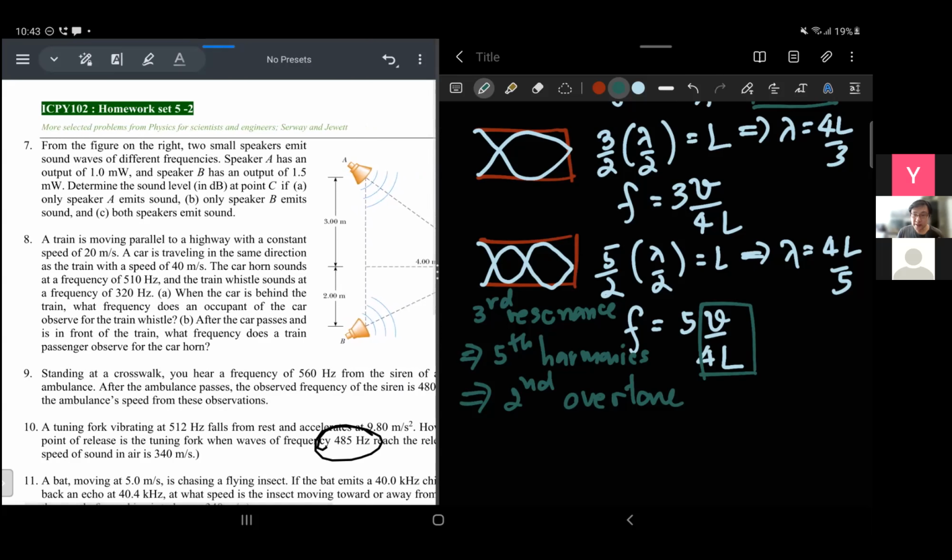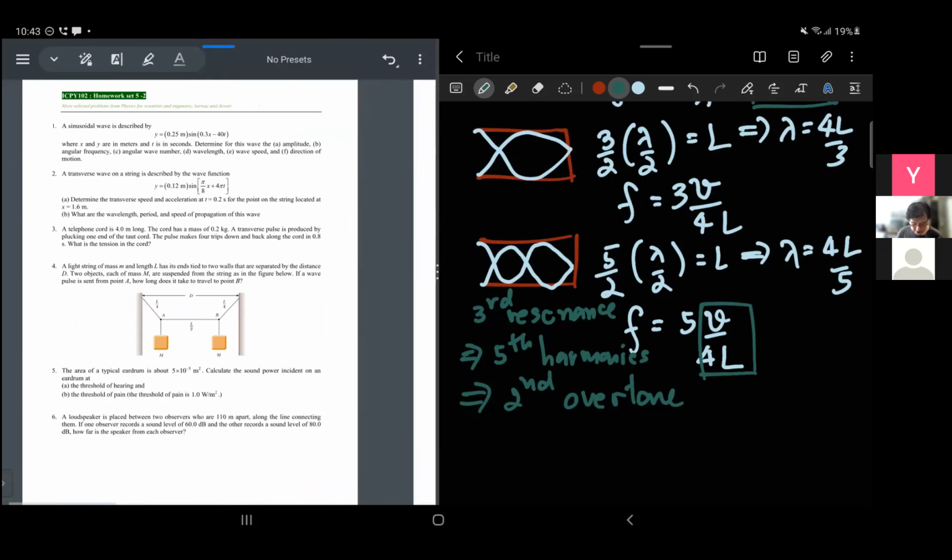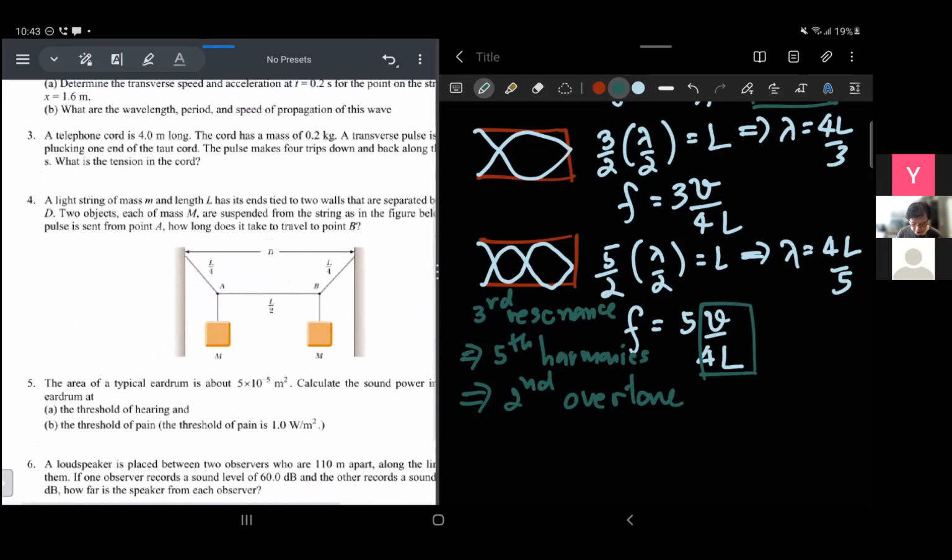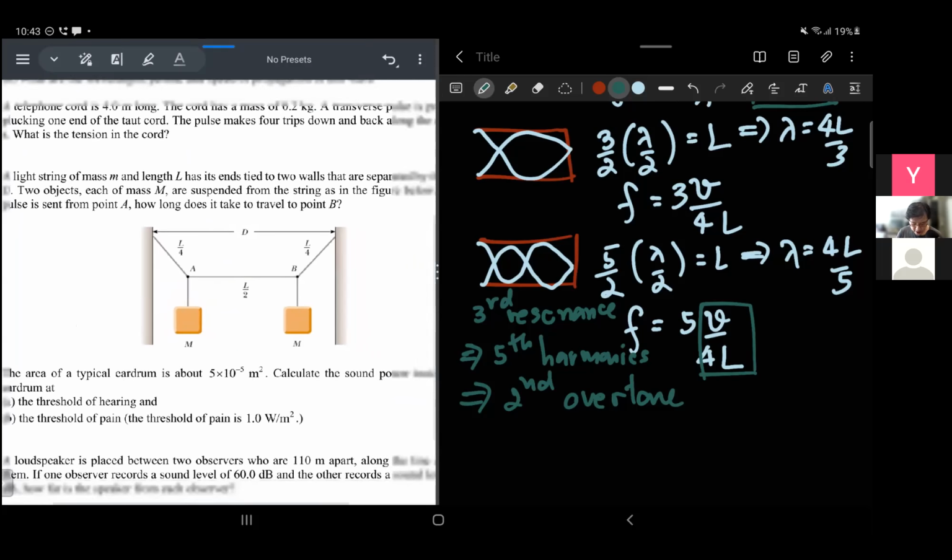Excuse me, Ajahn. Yes, go ahead. Can you show me how to do question number 4 for this set? I don't think I understand it pretty well. Okay. This number 4 right here, right? Yes. Okay. All right.